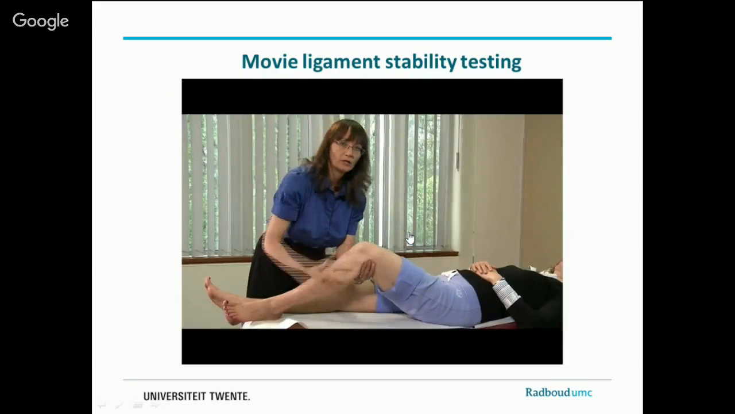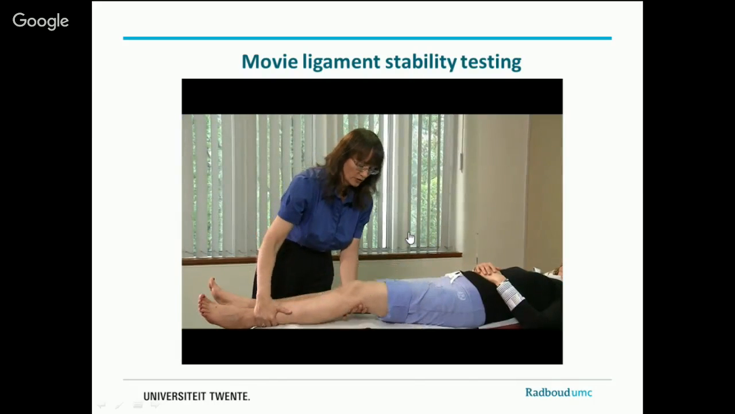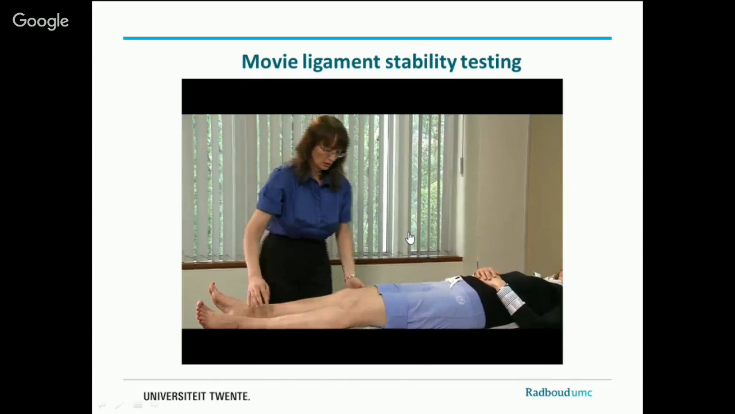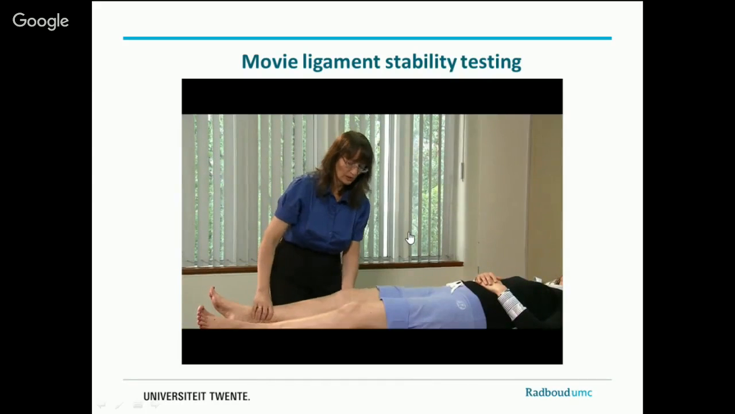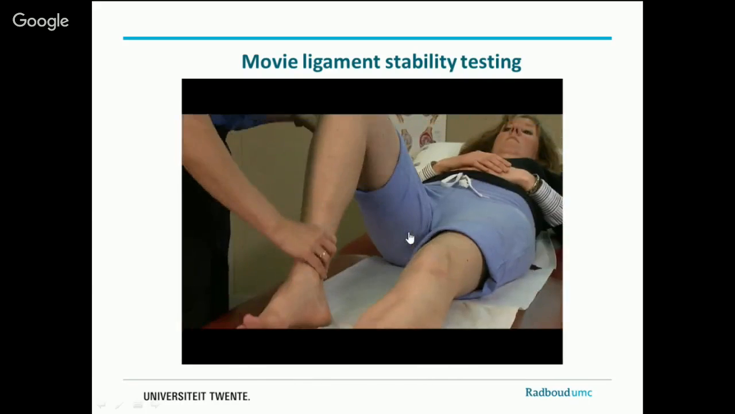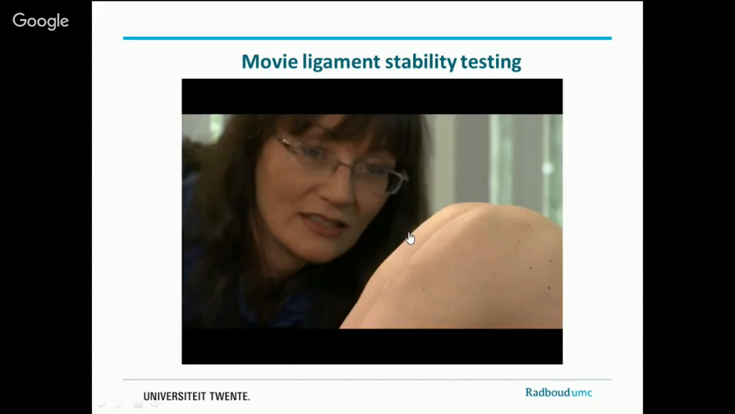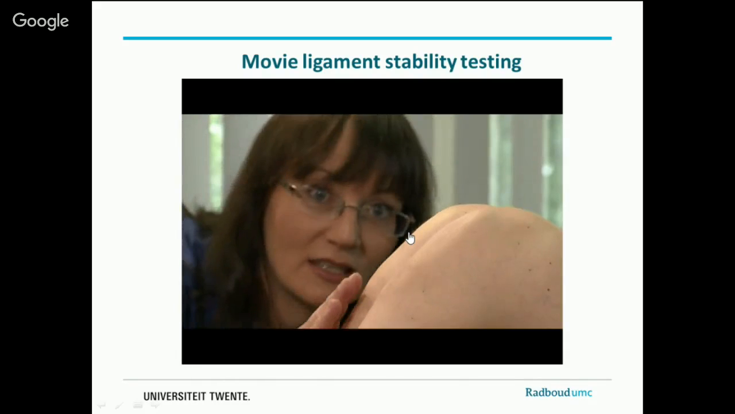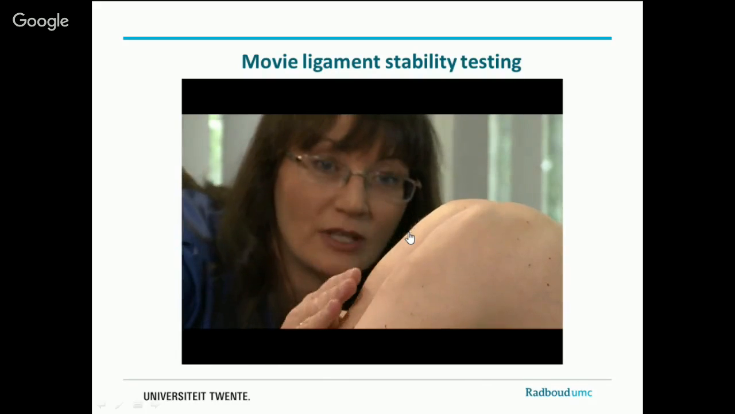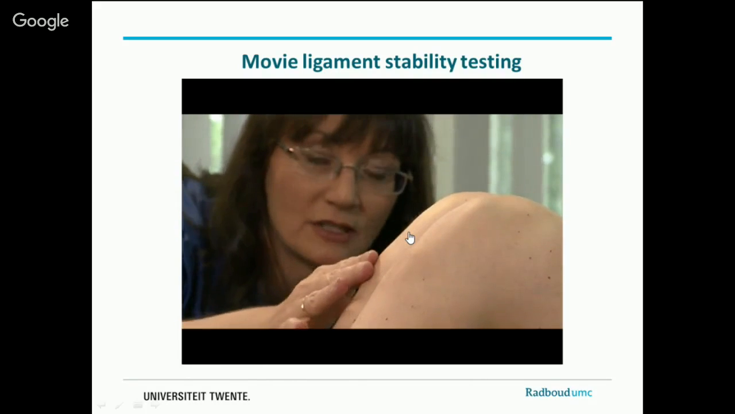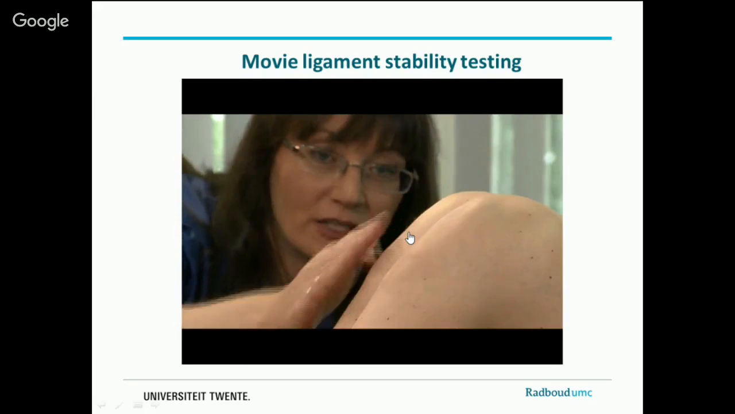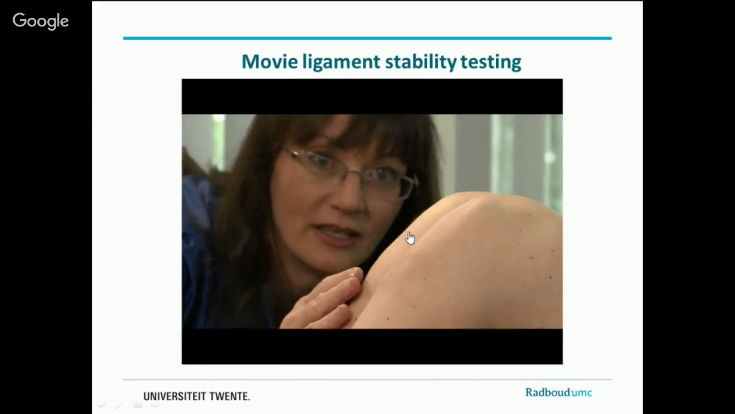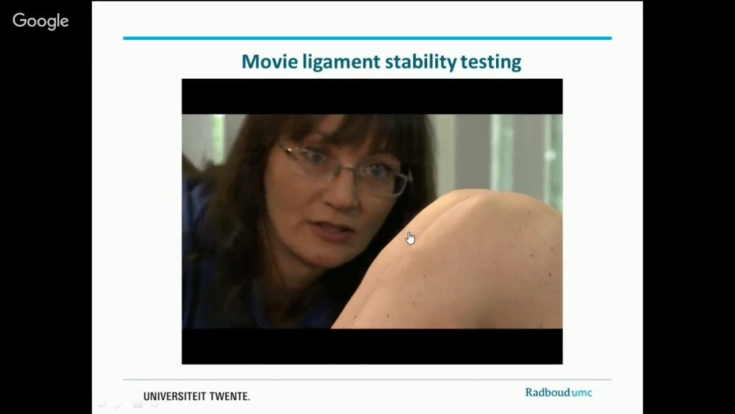The other way we can assess for posterior cruciate ligament integrity is to put both legs up to 90 degrees, this one too. So for the posterior sag test, we place the knees at 90 degrees and look for posterior sagging of the tibia in relation to the femur. And we can compare sides, and there's no posterior sag here.